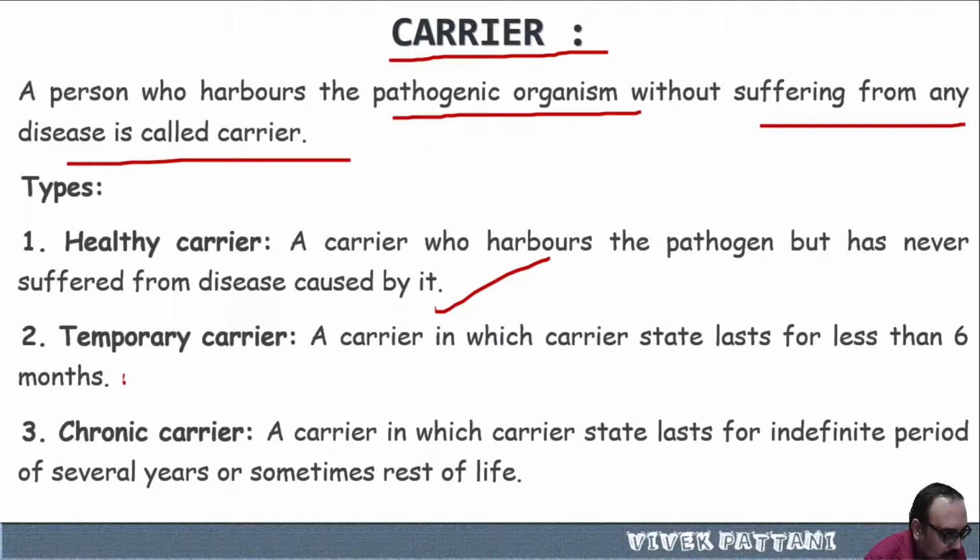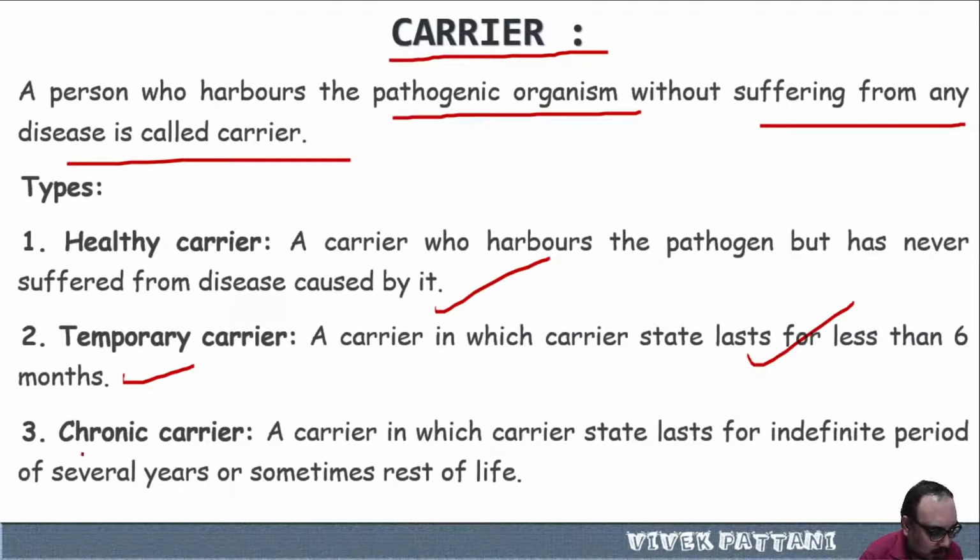Next one is a temporary carrier, a carrier in which the carrier state lasts for less than 6 months. Now the next one, the chronic carriers.